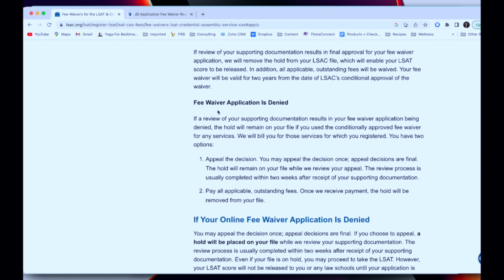Usually, for most schools, if you have an LSAC fee waiver, a lot of schools will automatically waive their own application fee, or they will, as a courtesy, even if it's not automatic, waive their application fee. So that is the first way to get your law school application fees waived: by getting a Law School Admission Council fee waiver.